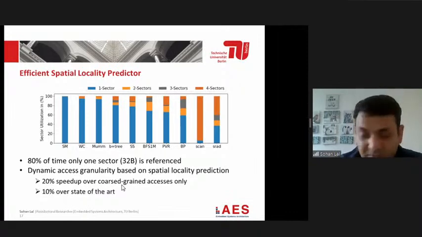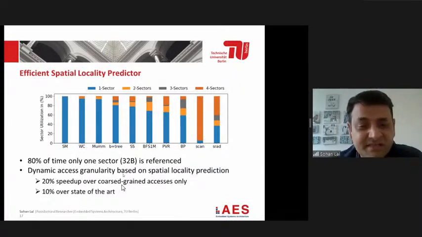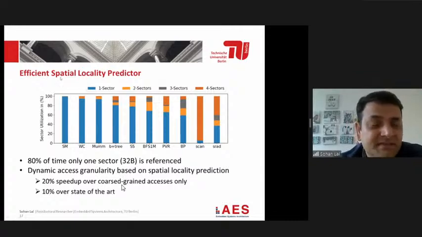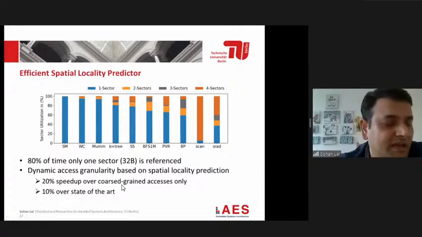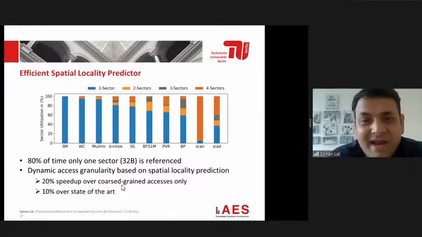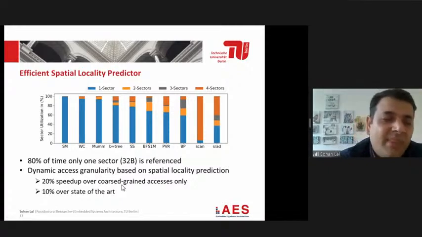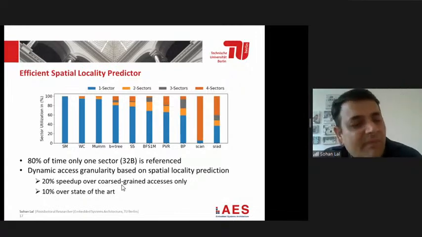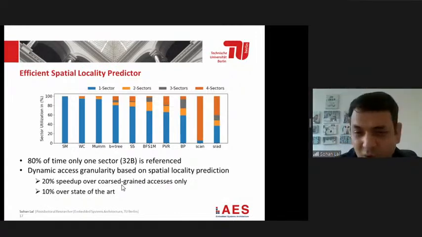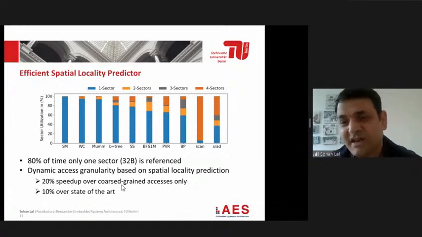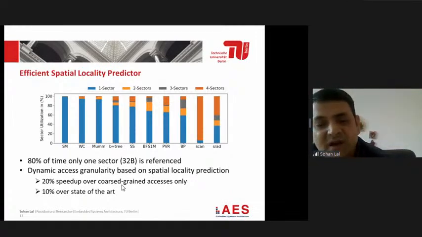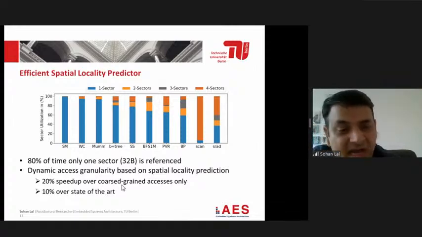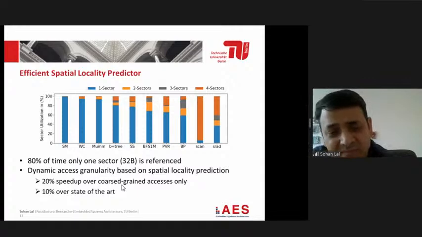So that's why we came up with a dynamic access granularity system, which uses a spatial locality predictor. We have a predictor in the load store unit which can tell us how many sectors will be used, and based on the predictor we only fetch that many sectors and not the whole 128 bytes or 4 sectors always. This technique gave us around 20% speedup over coarse grain accesses. Coarse grain accesses mean when we always fetch 128 bytes, and this further has a speedup of 10% over the state of the art.